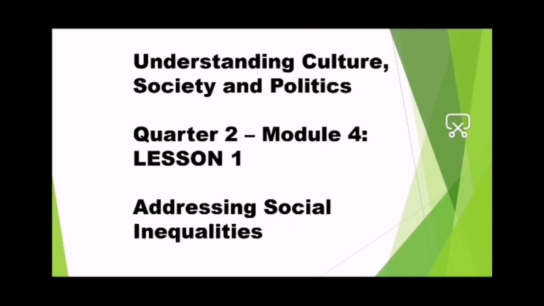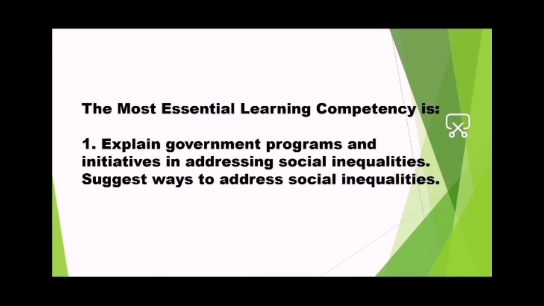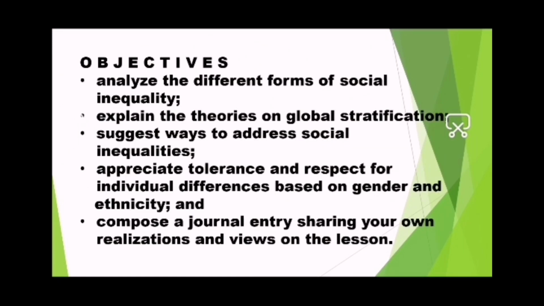Welcome to Understanding Culture, Society, and Politics. We are in quarter 2, module 4, and lesson 1 is about addressing social inequalities. The most essential learning competency is to explain government programs and initiatives in addressing social inequalities and suggest ways to address social inequalities. The objectives are to analyze the different forms of social inequality, explain the theories on global stratification, suggest ways to address social inequalities, appreciate tolerance and respect for individual differences based on gender and ethnicity, and lastly, to compose a journal entry sharing your own realizations and views on the lesson.